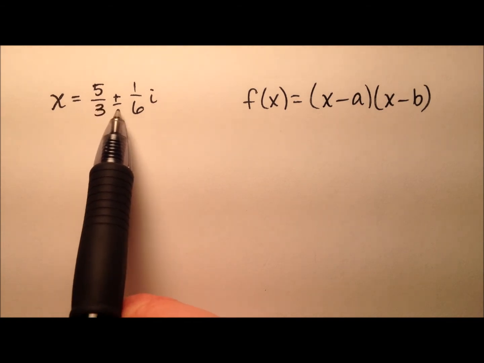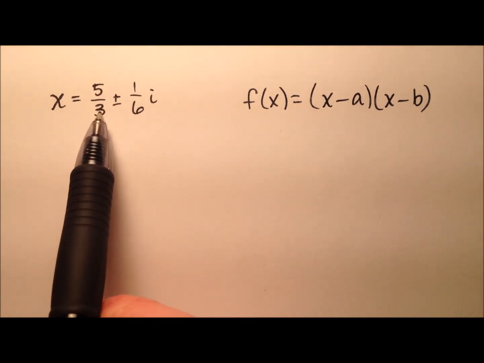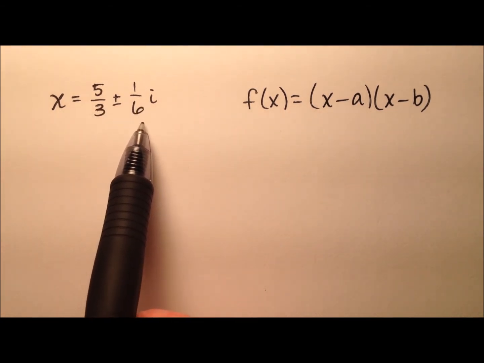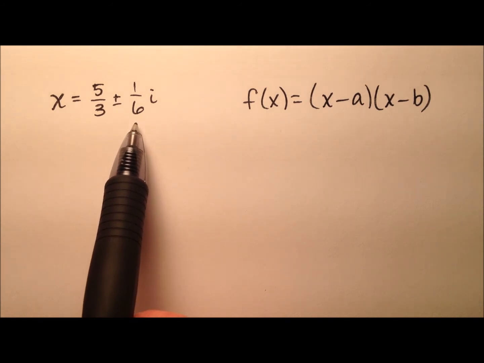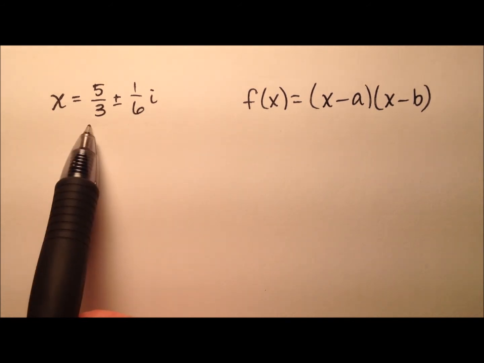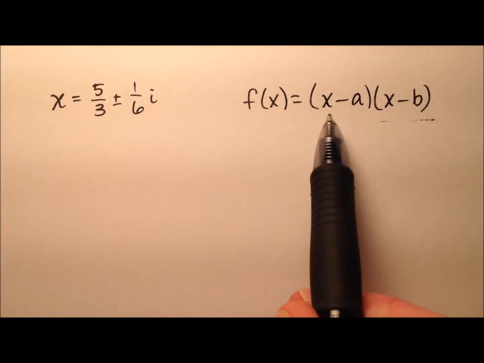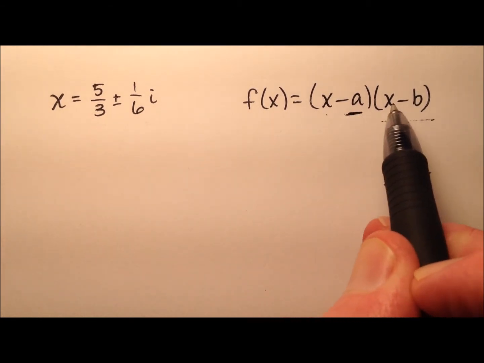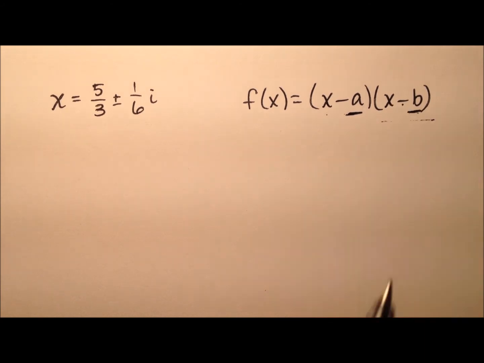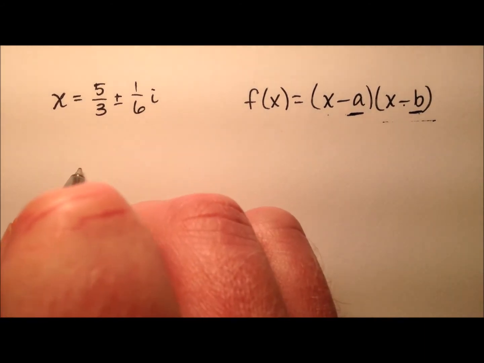In this third and final example, we're going to use a little more difficult complex roots. We're going to use 5/3 plus 1/6 i and 5/3 minus 1/6 i. And we once again would like to write a quadratic function that has these complex roots. And so again, we're going to start the same exact way, x minus our first root times the quantity x minus our second root. Let's go ahead and set that up.